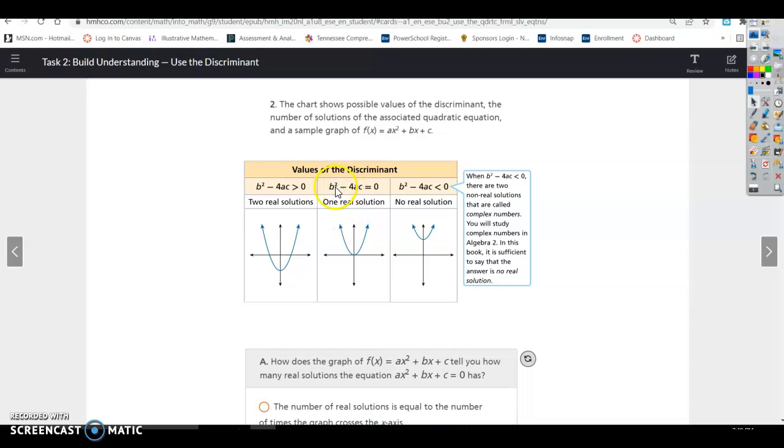If your discriminant, b squared minus 4ac, equals 0, it means it has one real solution. So your vertex is going to be somewhere on the x-axis. It's going to touch one time, so it will have one solution. And if your discriminant is negative, or less than 0, you're going to have no real solutions. So if you graph the quadratic, it's going to be either up above the x-axis, or it may be upside down and below the x-axis. But the point is there's no real solution, so it does not cross the x-axis.